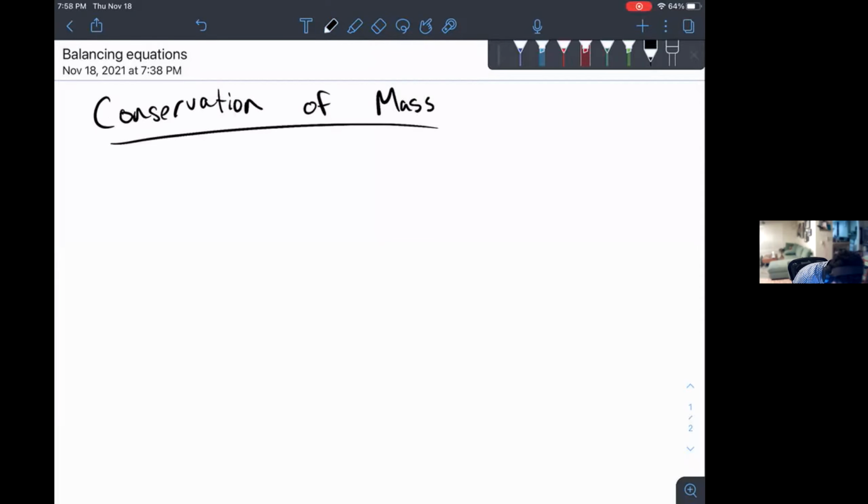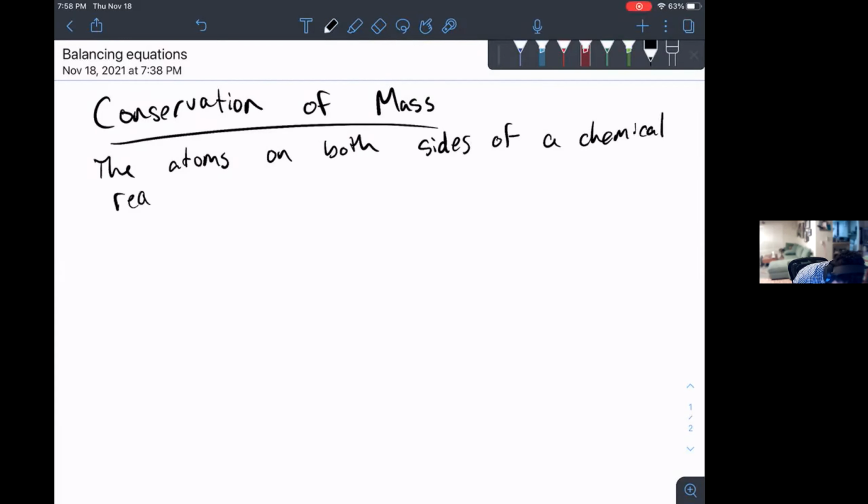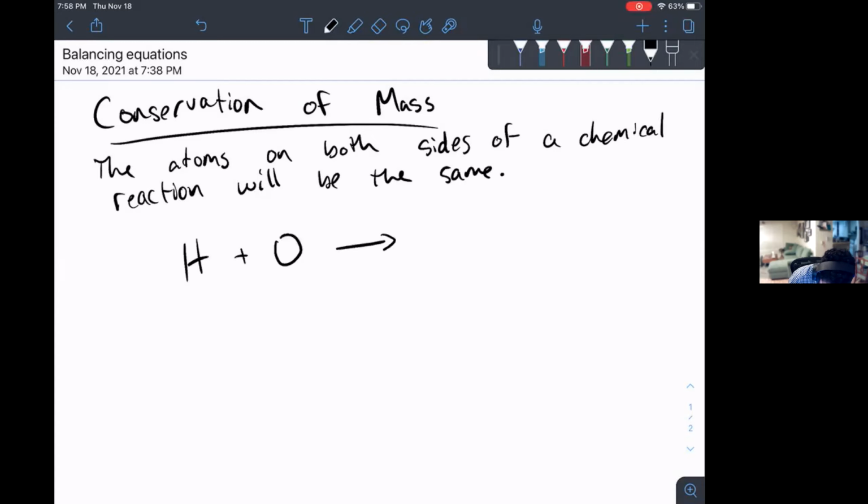But pretty much what it says is the atoms on both sides of a chemical reaction will be the same. More specifically, we can't create or destroy matter or mass. It's always conserved. And furthermore, there must be the same amount.